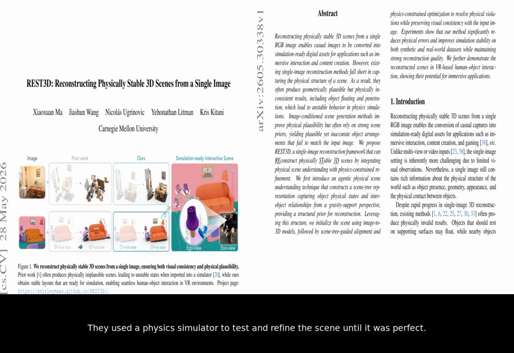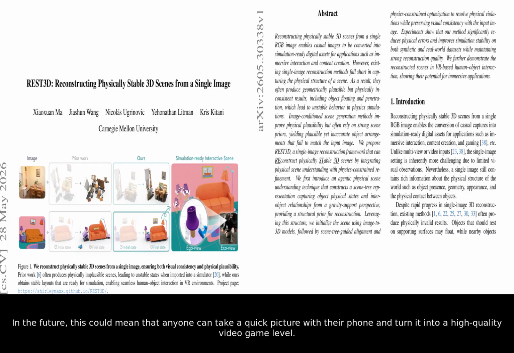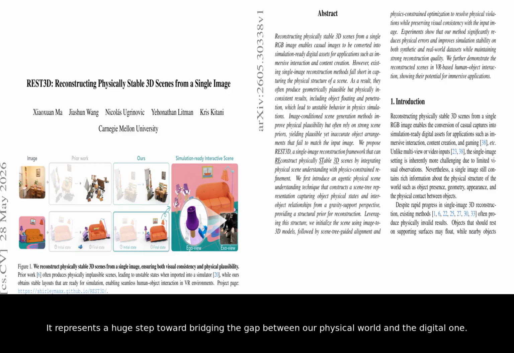To recap, the researchers solved the problem of exploding 3D scenes by teaching AI to understand support and gravity. They used a physics simulator to test and refine the scene until it was perfect. This three-stage process ensures that the result is both visually accurate and physically plausible. In the future, this could mean that anyone can take a quick picture with their phone and turn it into a high-quality video game level. It represents a huge step toward bridging the gap between our physical world and the digital one.